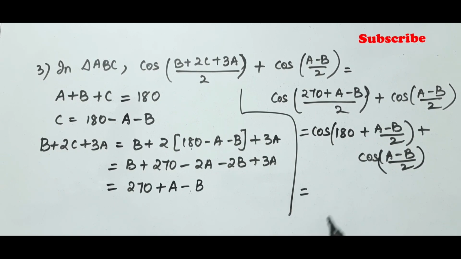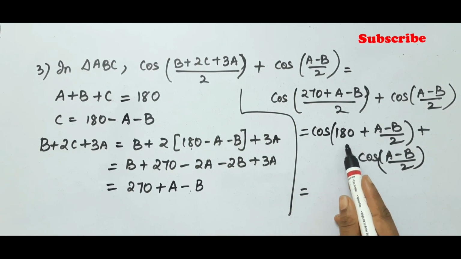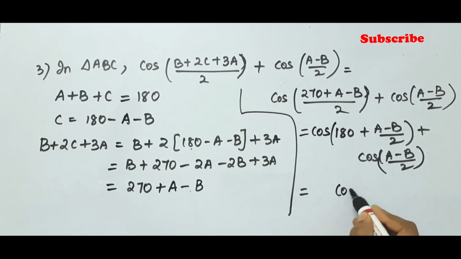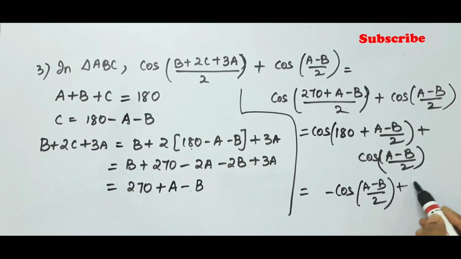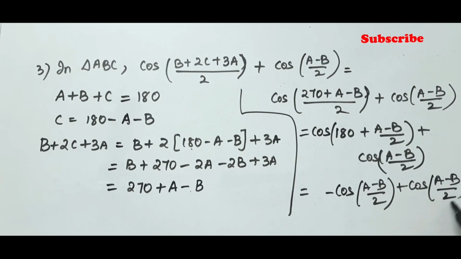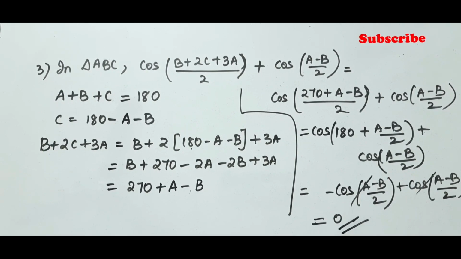So this is equal to cos of 180 plus (A minus B) by 2, which means it will be in the third quadrant. In the third quadrant, tan and cot will be positive, remaining all will be negative. So cos will be, as it is 180, cos remains as cos only and it will be negative. So minus cos of (A minus B) by 2 plus cos of (A minus B) by 2. So both are the same. So these two will get cancelled, and we get the answer as 0. Okay. This is the final answer.